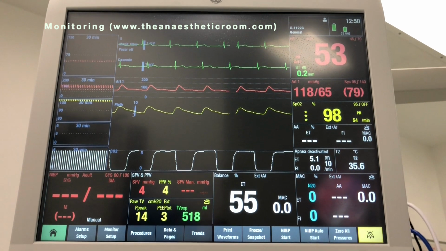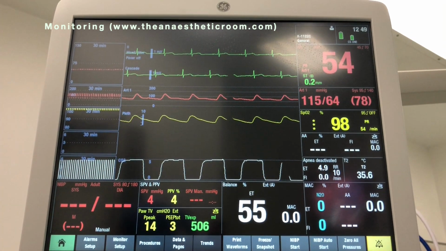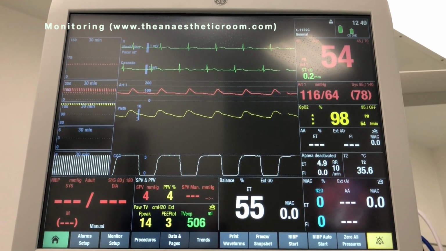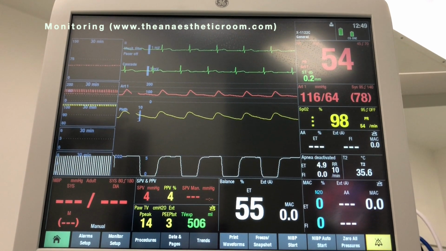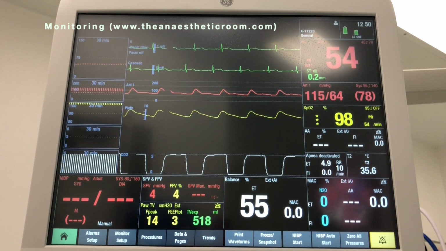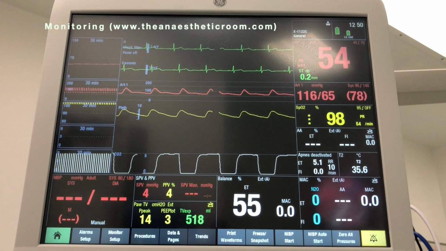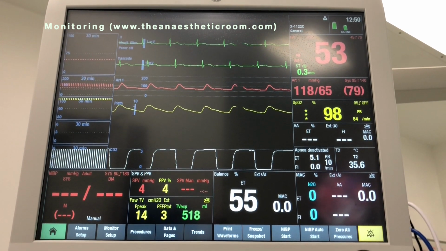There is a little ET that says 4.9 and a FI that says 0.0. The ET is the end tidal carbon dioxide level, and that is the amount of carbon dioxide in kilopascals detected by the monitor at the end of an exhalation. Do watch our capnography video for more information about capnography.